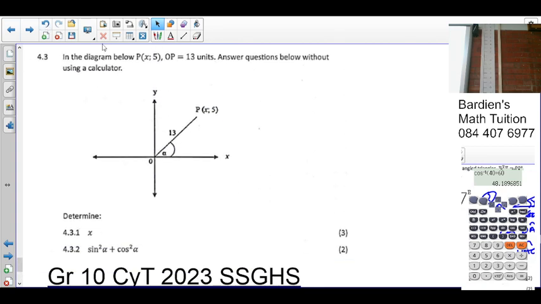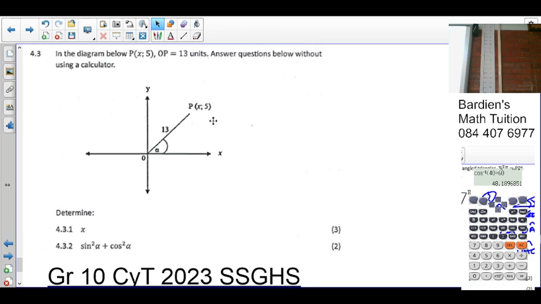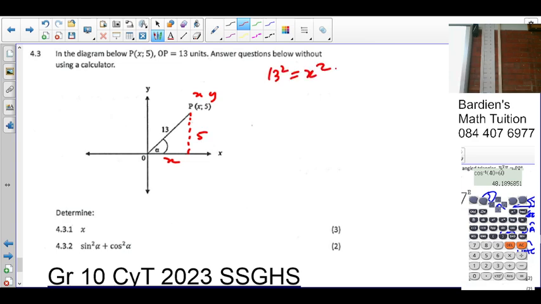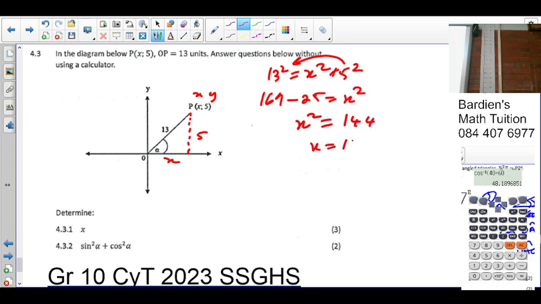Now, in the diagram we are told that P, which is x and 5, OP is 13. Answer the question without using a calculator. So firstly, to calculate x, I'm going to complete the triangle. That's x and y. So y is your 5 then. So I've got 13 squared is equal to x squared plus 5 squared. So that's going to give you 169 minus 25 is x squared. So x squared is equal to 144. Gives me an answer of 12.